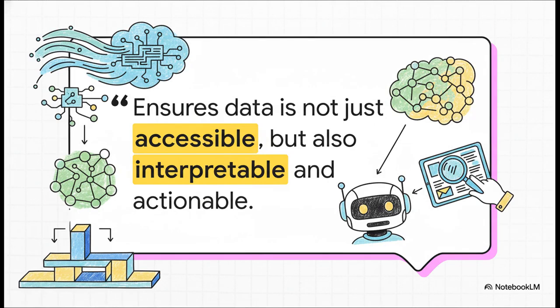You know, it's just not enough anymore for data to be available. It has to be smart. And ontology is what provides that intelligence. It ensures that when an AI or data analyst looks at a pile of information, they're not just seeing a sea of numbers and text, but a coherent, usable model of reality.